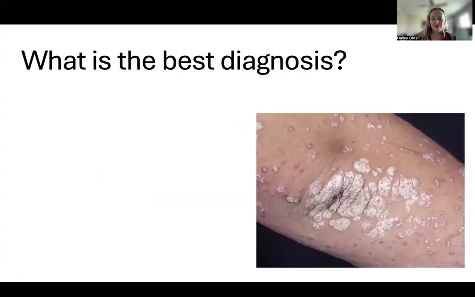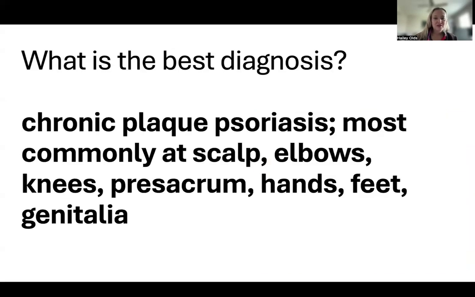Okay, what's the best diagnosis of this? So the way that I would describe this is pink papules and plaques with thick micaceous scale. And then another thing you could say is that they're very well defined. So this is more of like the papulosquamous category. So this would be chronic plaque psoriasis, most commonly at the scalp, knees, presacrum, hands, feet, and genitalia.